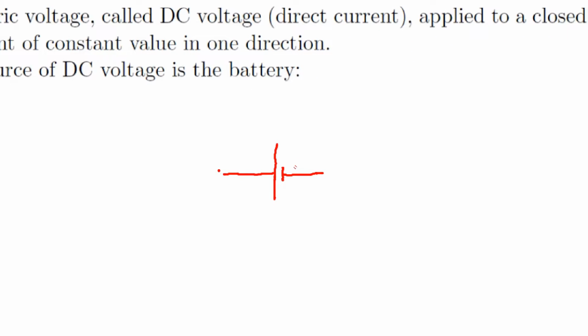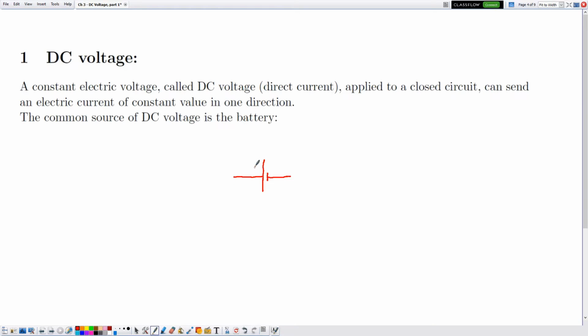These are the two terminals of the battery. This is the positive pole and this is the negative pole. Then the voltage is denoted by U. Now suppose that this battery has a voltage of value 12.